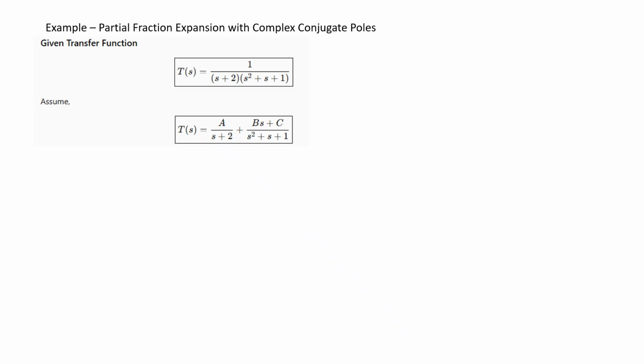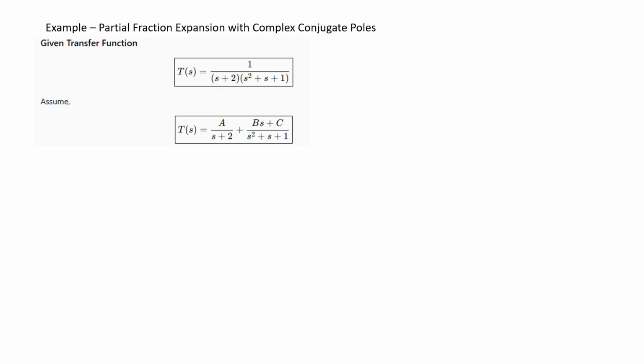plus s plus 1. When we see the question itself, we know how we can expand this using partial fractions. The transfer function can be written as a by s plus 2 plus bs plus c by s square plus s plus 1. This is the general format of representing the transfer function for complex conjugate poles in partial fraction expansion. Now we will see the expansion and how we are going to find the values for these.